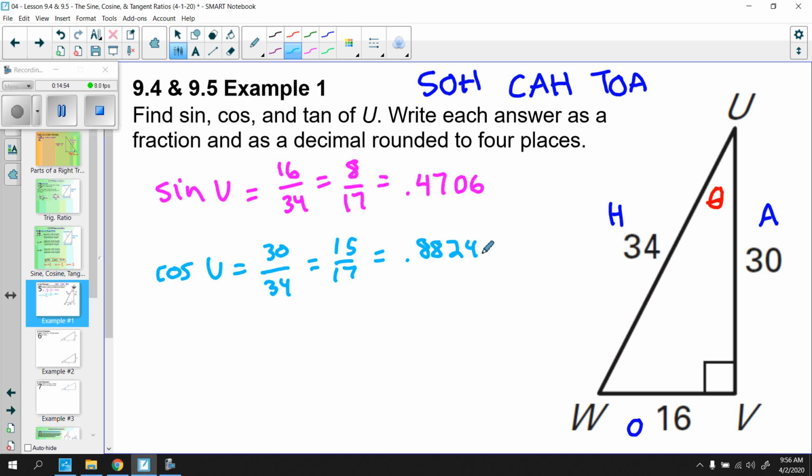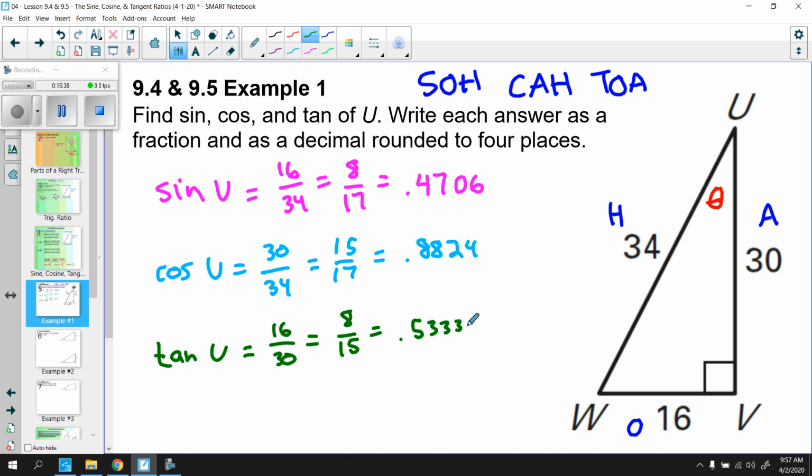Okay, so I've got my sine taken care of, my cosine taken care of. One more to look at. It's just the third one. What's the tangent? So the tangent of angle U is equal to the opposite length over the adjacent length. Awesome. Let's reduce it. 8/15, which if I divide it out, is 0.5 with the repeating 3 here, so we'll go out to our 4 decimal places.